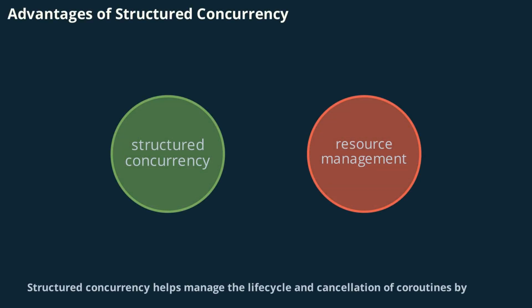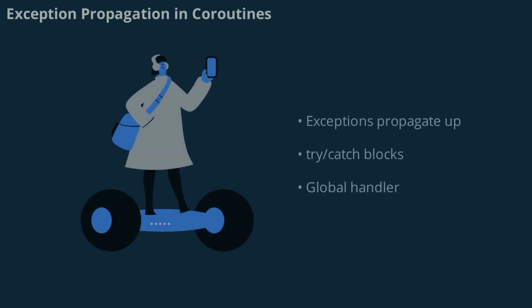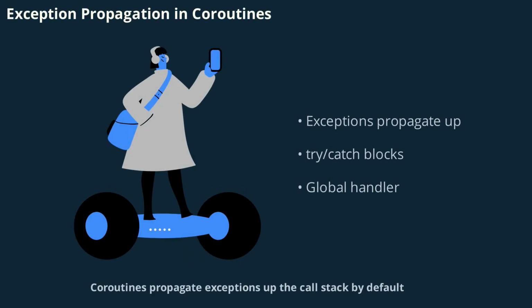Structured concurrency helps manage the lifecycle and cancellation of coroutines by ensuring that child coroutines are canceled when their parent is canceled. This prevents resource leaks and ensures all coroutines within a scope complete or get canceled together, providing better control and reliability. Coroutines propagate exceptions up the call stack by default.